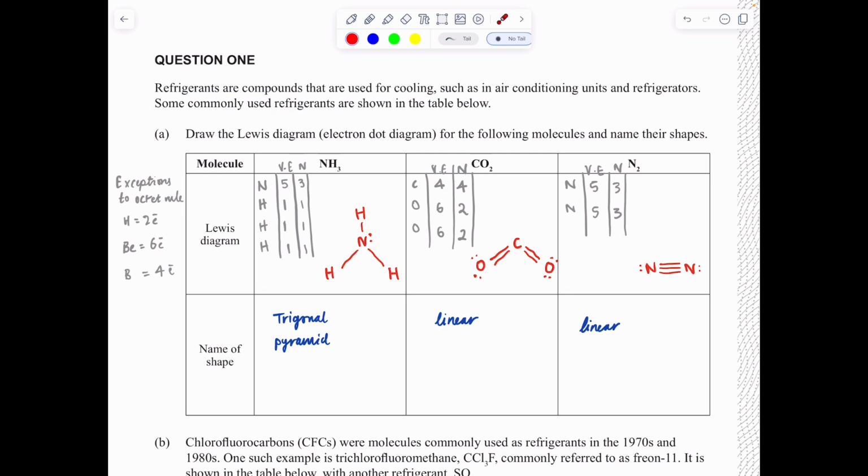pyramid shape. Carbon dioxide, even though I've drawn it bent, do not be fooled, okay? The linear shape is due to 2 bonding regions over here. This is counted as 1 bonding region, this is another bonding region, okay? Because there are no lone pairs, this makes it linear. Again, with N2 over here, there are only 2 atoms, which means that it has to be linear, okay?